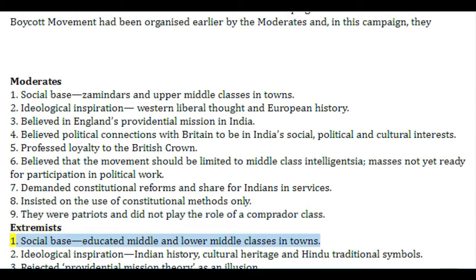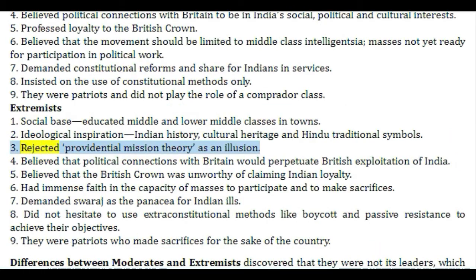Extremists. 1. Social base: educated middle and lower middle classes in towns. 2. Ideological inspiration: Indian history, cultural heritage and Hindu traditional symbols. 3. Rejected providential mission theory as an illusion. 4. Believed that political connections with Britain would perpetuate British exploitation of India. 5. Believed that the British Crown was unworthy of claiming Indian loyalty.